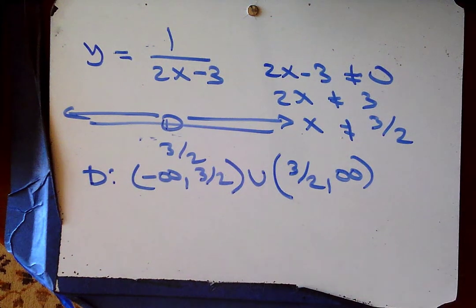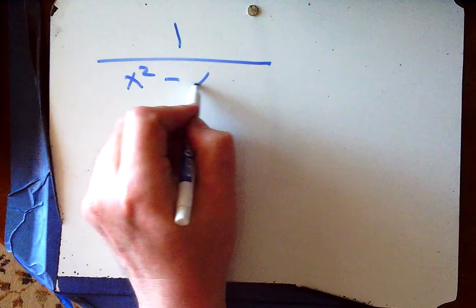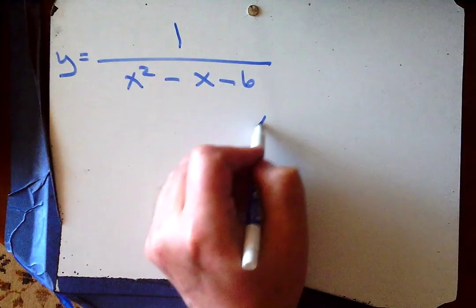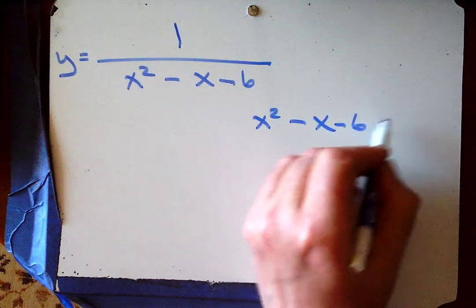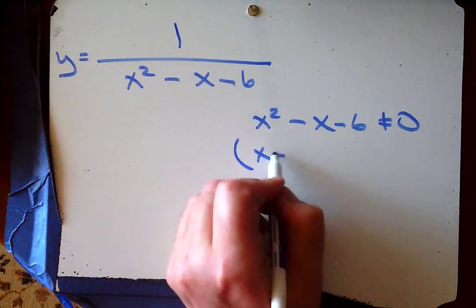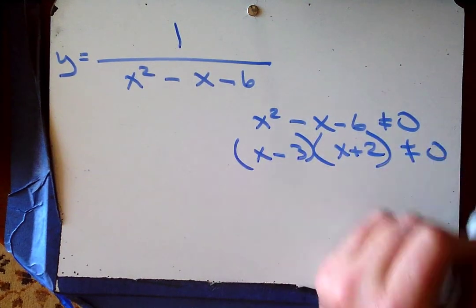Okay? Now, what about the harder problems? Okay, let's take a look at some harder stuff. How about 1 over x squared minus x minus 6? What's my domain here? Well, I know x squared minus x minus 6 can't be 0. And so let's factor this. It's going to factor as x minus 3, x plus 2, not equal to 0.